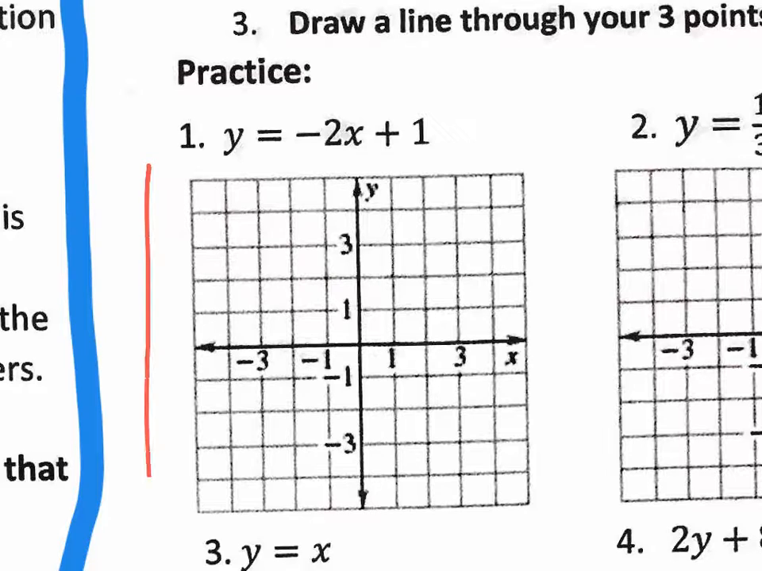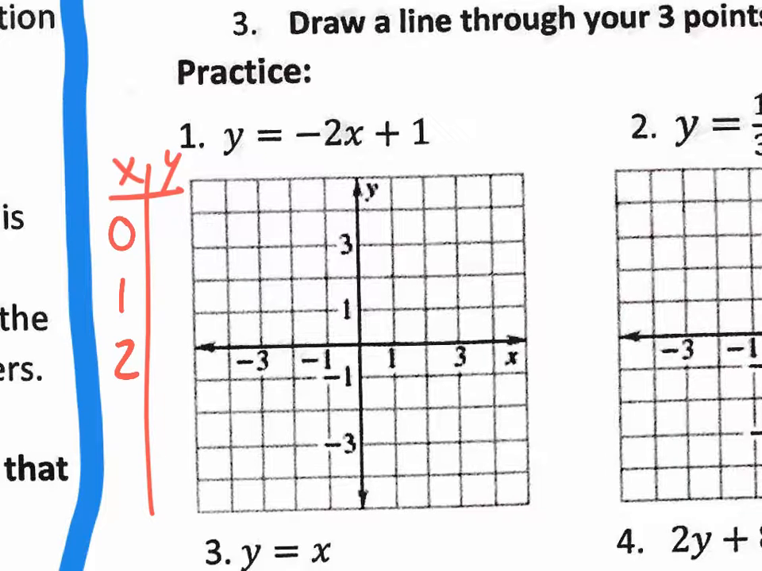So right here, right next to my graph, I want to do an input-output table. Why? Because y is already by itself, so it's already in function form. It's already ready to start doing inputs and outputs. So most of the time we use 3 easy numbers, 0, 1, and 2.